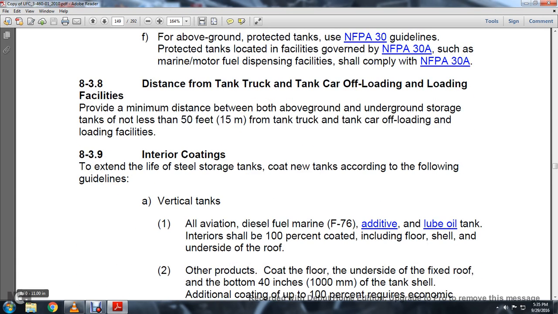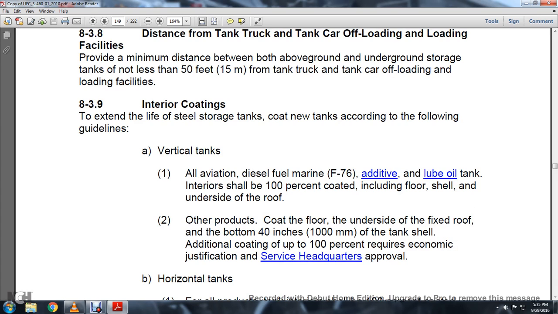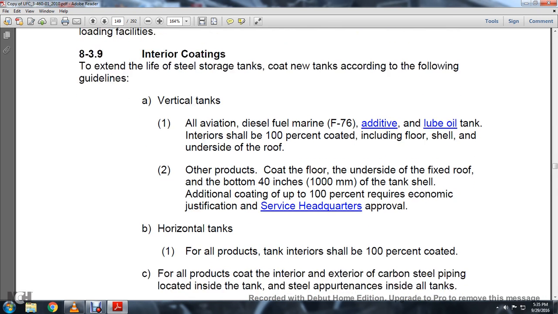8.3.9 Interior coatings to extend the life of steel storage tanks. Coat new tanks according to the following guidelines. Vertical tanks: for all aviation, diesel fuel, marine F76, additive, and lube oil tanks, ensure they are 100% coated, including the floor, shell, and the underside of the roof. For other products, coat the floor, the underside of the fixed roof, and the bottom 40 inches of the tank shell. Additional coating up to 100% requires economic justification and service headquarters approval.